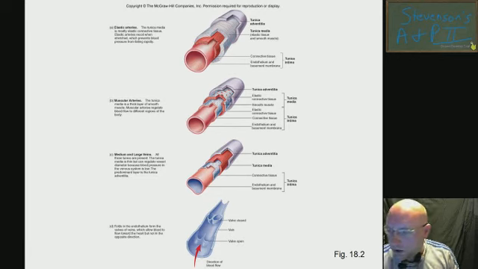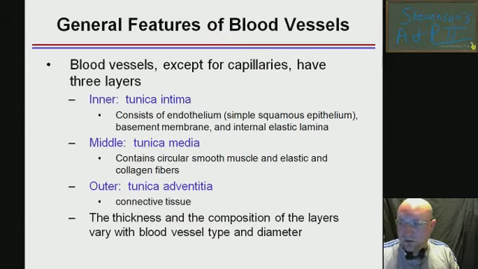Medium and large veins. Veins are not nearly as thick as arteries. They don't have to be. They don't carry as much pressure. The blood that goes through them has much less pressure than the arteries.